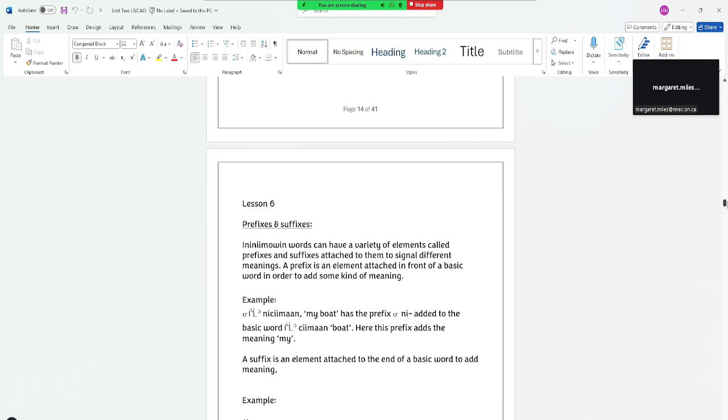Prefixes and suffixes. Ininiimowin words can have a variety of elements called prefixes and suffixes attached to them to signal different meanings. A prefix is an element attached in front of a basic word in order to add some kind of meaning. And a suffix is an element attached to the end of a basic word to add meaning. So here we have examples.